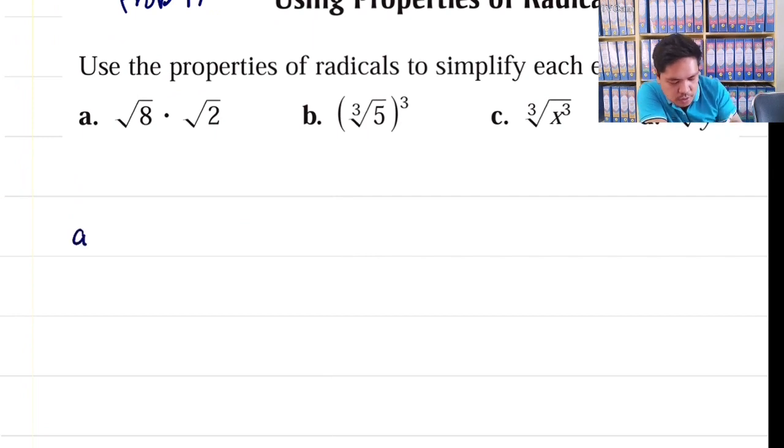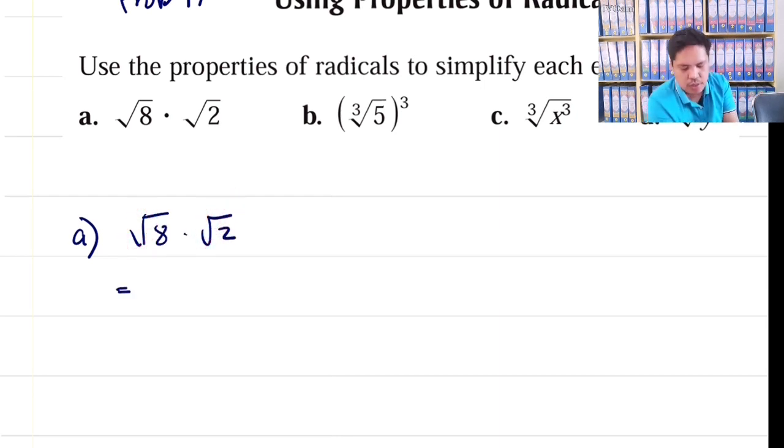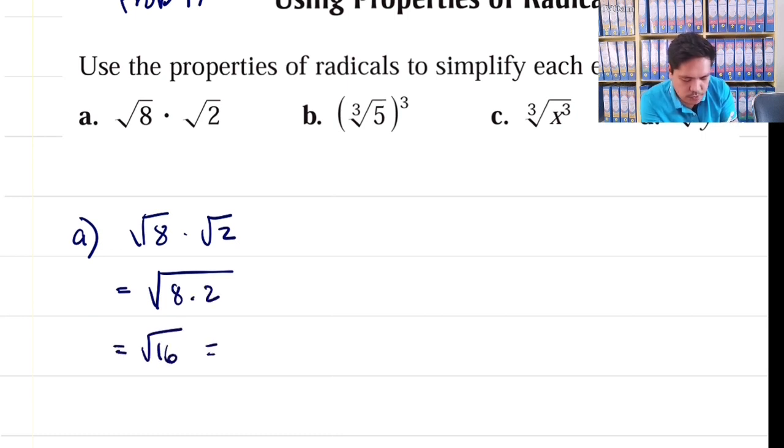Medyo madali lang naman, no? I think, pwede din natin apply yung sa exponents, no? Pwedeng radicals, pwedeng exponent. Okay. Sige na lang. So, I would answer it this way. For letter A, that's square root of 8 times square root of 2. So, again, pareho silang square root, the same index. Multiply na lang yung base. So, that's square root of 8 times 2, which is square root of 16, which is square root of 4 squared. So, that's equal to absolute value of 4.